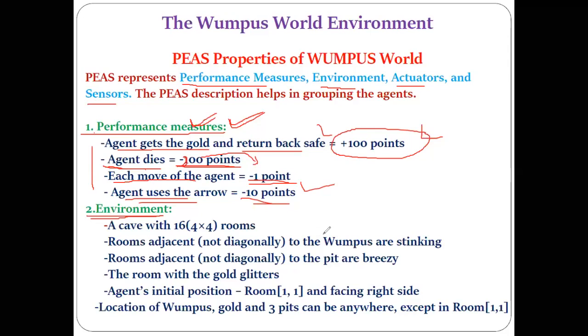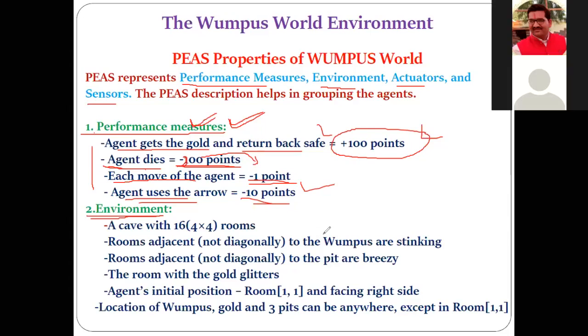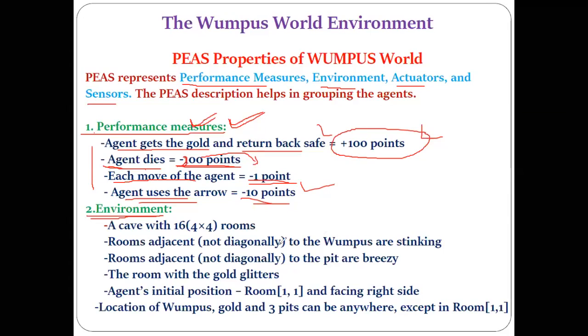Surrounding area means the area where the particular robot agent is working. That is nothing but the environment for that particular AI agent. Now in case of our game, what is the surrounding area for the agent? The cave. The cave itself is nothing but the environment for our agent.